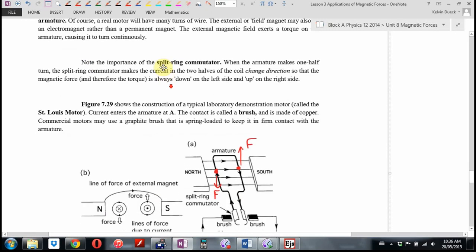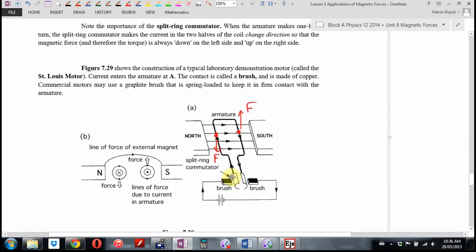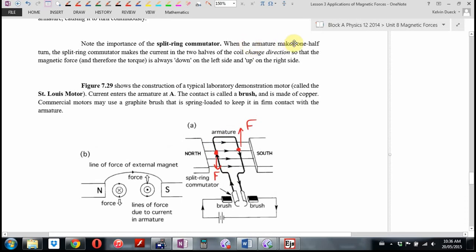Note the importance of the split ring commutator. This is what allows you to flip the current. Essentially what you're doing, Josh, is cleverly turning a direct current source into an alternating current to give you a continuous spin. When the armature makes half a turn, the split ring commutator makes the current in the two halves of the coil change direction so that the magnetic force, and therefore the torque, is always down on the left and up on the right in this particular example.